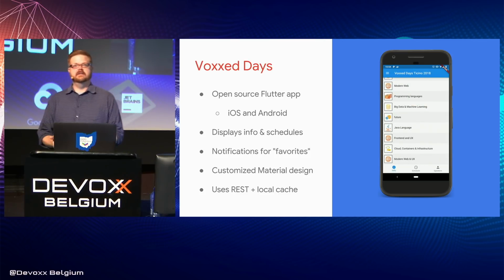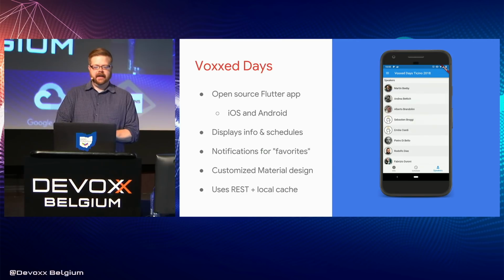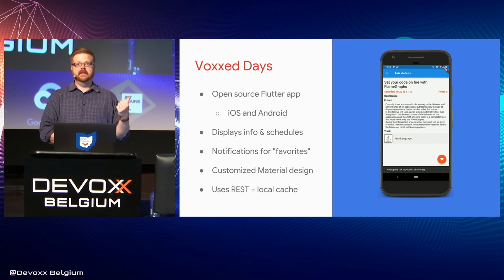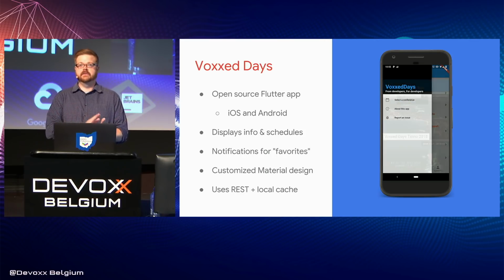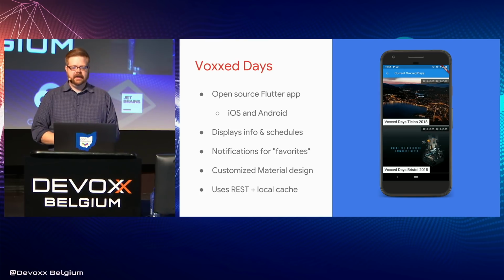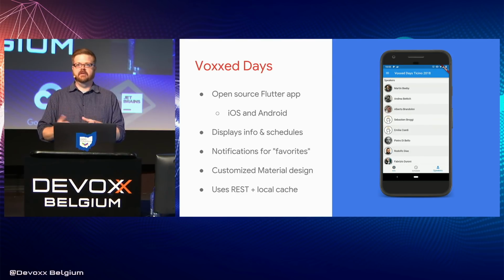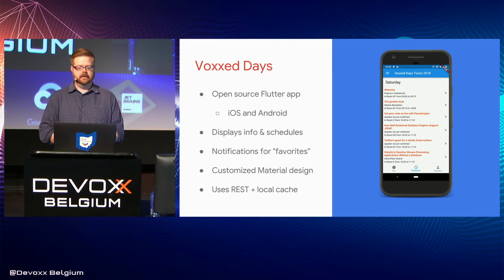So this is the VoxxedDays app that is, again, currently in an open beta. It's an open source Flutter app. All of the code for this app is on GitHub right now, and you can look at it. And of course, all the Flutter code is also open source, so you can look at that on GitHub as well. It displays information and schedules for upcoming VoxxedDays events. It offers local notifications for favorites, so you can favorite a talk and get a notification 10 minutes before it's going to start.